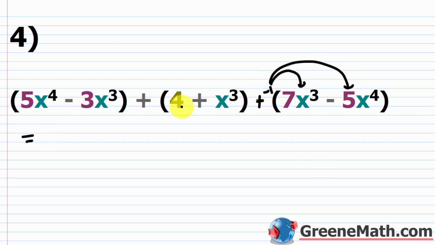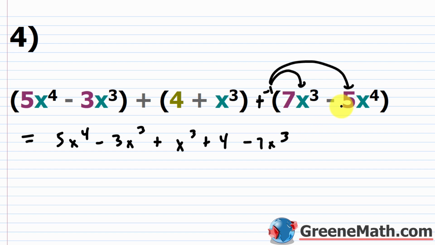So for these guys over here, I'm just going to drop the parentheses. So 5x to the 4th power minus 3x cubed, and then plus, and I'll just change the order, x cubed plus 4. And then for this guy, remember, we're changing the sign of each term. So this would be minus 7x cubed, right? So I'm changing it from 7x cubed to minus 7x cubed, or plus negative 7x cubed, however you want to write it. And then instead of negative 5x to the 4th power, this is going to change to positive 5x to the 4th power. So again, if you're subtracting away a polynomial, you're adding the opposite. So change the sign of each term inside of the parentheses. That's all you need to do.